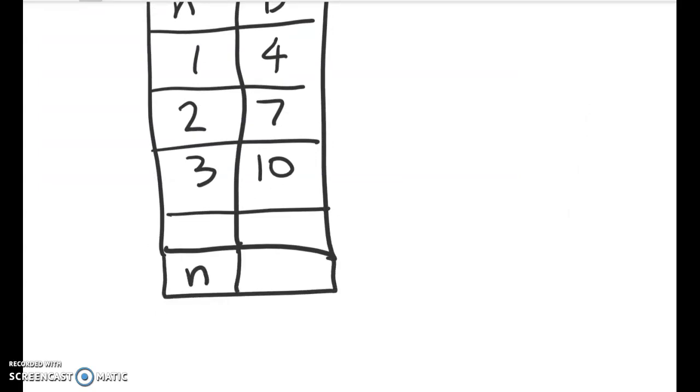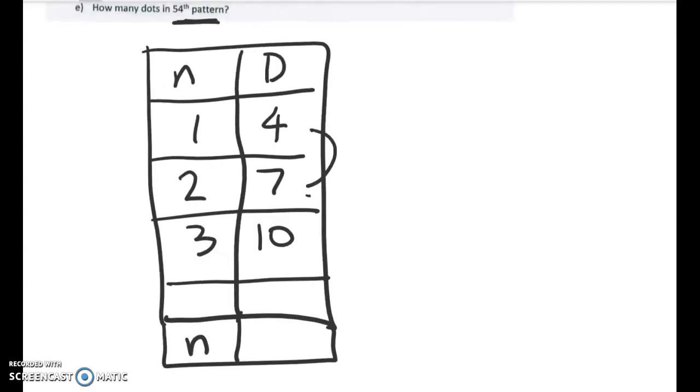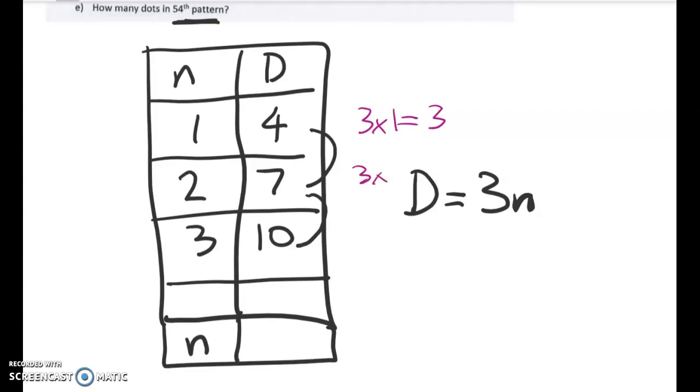So here we're going to have n, and next to it we're going to have the rule. Now we're going up in threes, so that means my rule will be something to do with the 3 times table. Every time I go up, I'm increasing by 3 dots. So let's try out that rule. 3 times n. 3 times 1 is 3. 3 times 2 is 6.